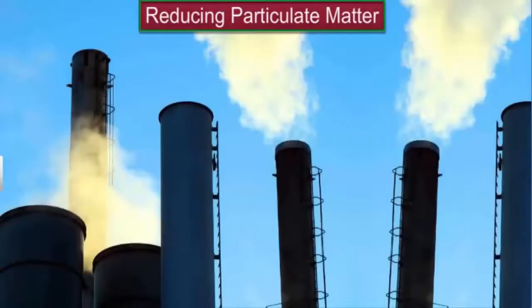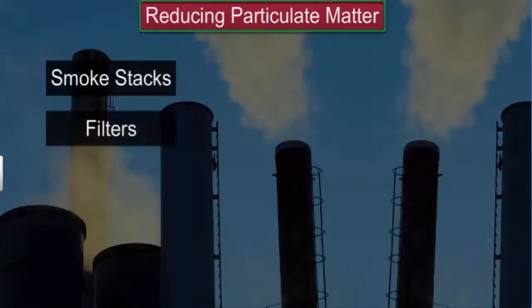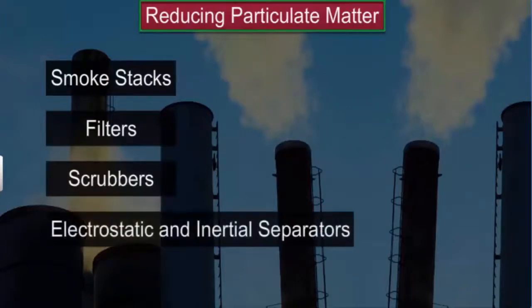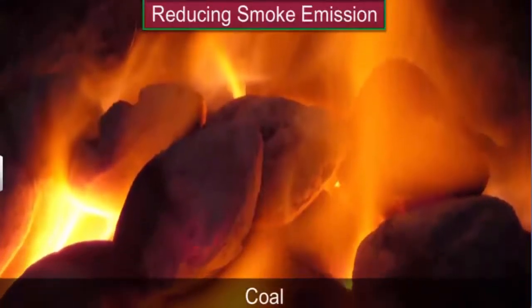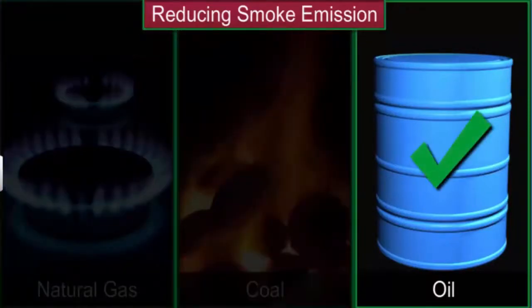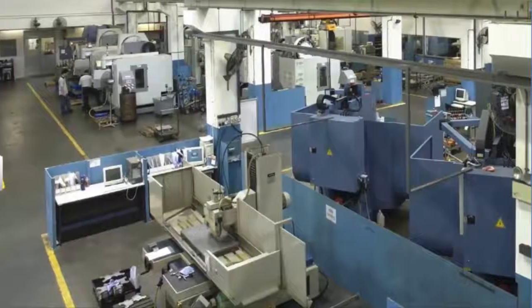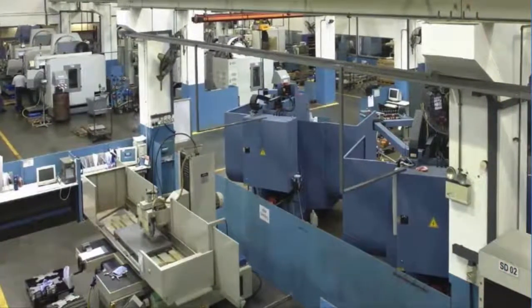The particulate matter in smoke from industries can be greatly reduced by using devices like smokestacks, filters, scrubbers, and electrostatic and inertial separators. These devices remove a large amount of harmful particles from industrial smoke. The emission of smoke itself from industries can be reduced by using more efficient fuels like oil and natural gas in place of coal.